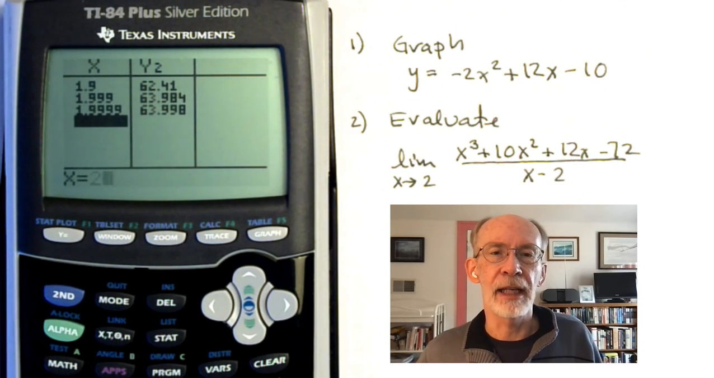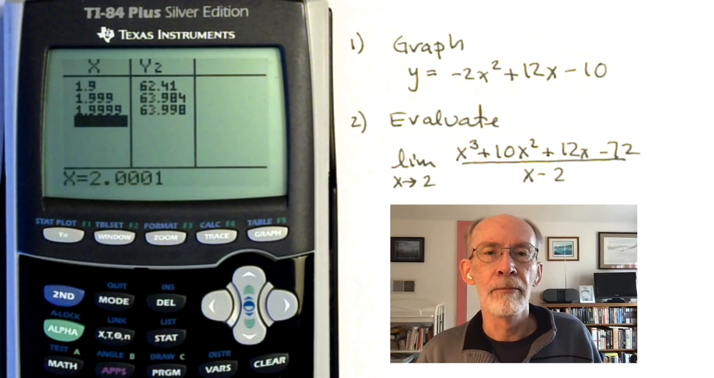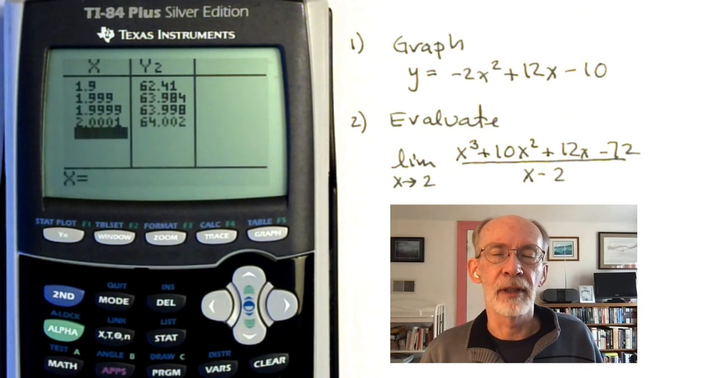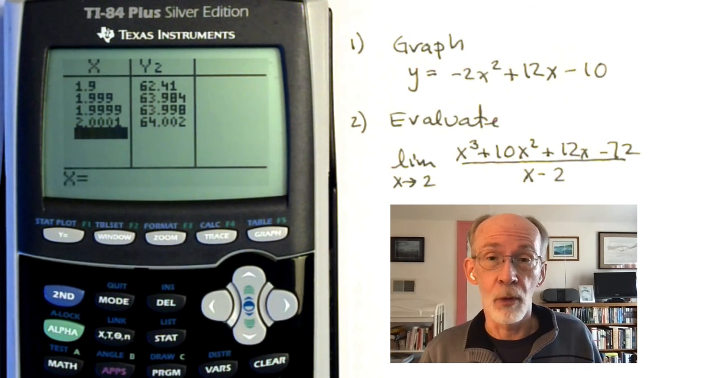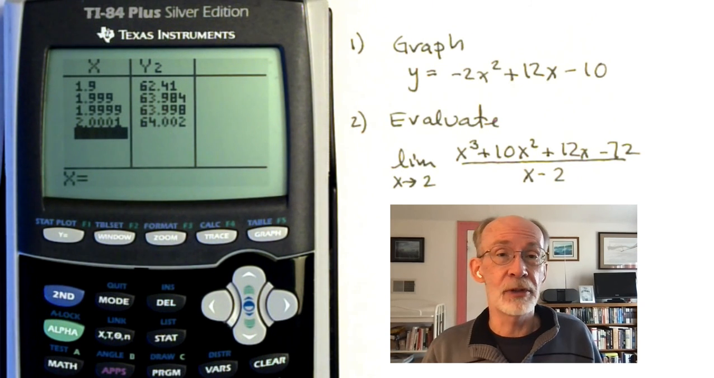We probably should check the other side of 2 as well, and we find that we're getting numbers very close to 64 also. So this is not a proof, obviously, but this is fairly strong numerical evidence that we should anticipate that this limit would be 64 or something very close to it. So that's a handy feature. Some people don't know about it, so if it was new to you, that's great.